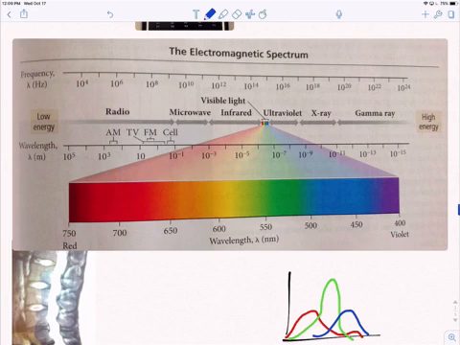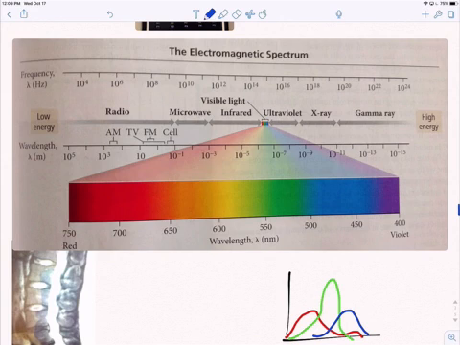So higher energy than radio waves are microwaves. And microwaves we use for cell phones. We also use them for radar. Radar actually uses microwaves, although radar is an acronym. The R in radar is radio, but nowadays we use microwaves.